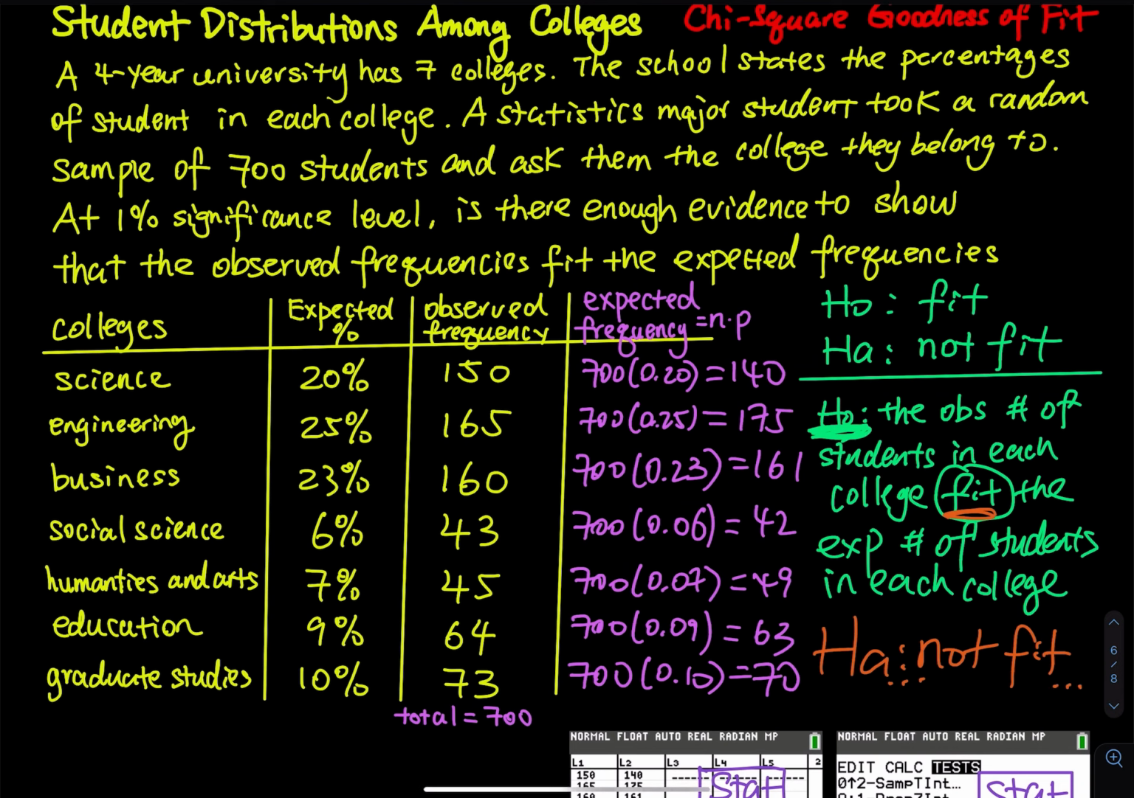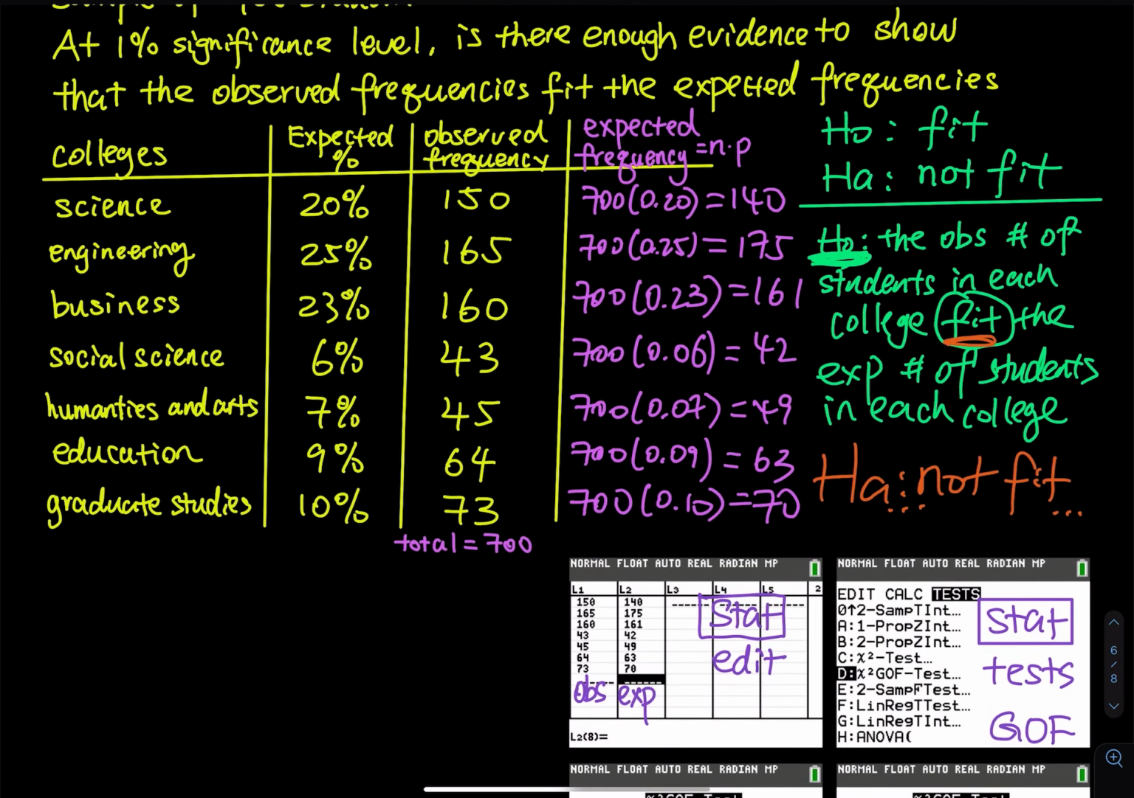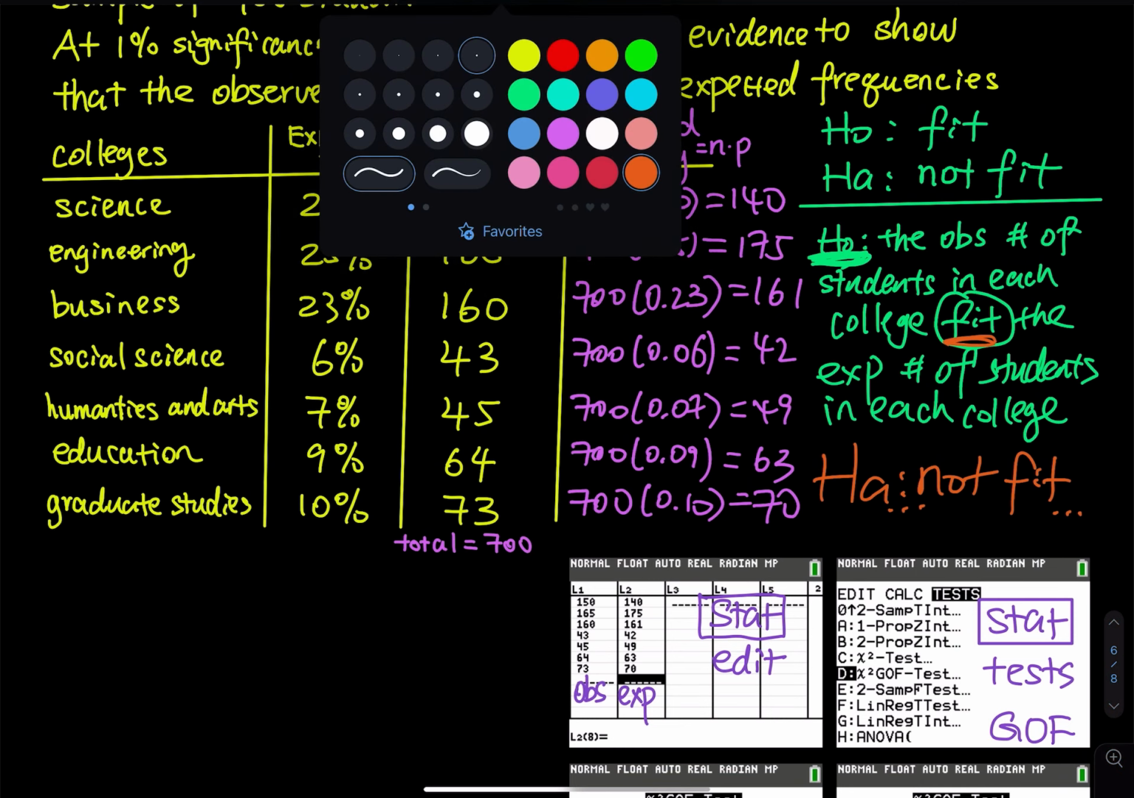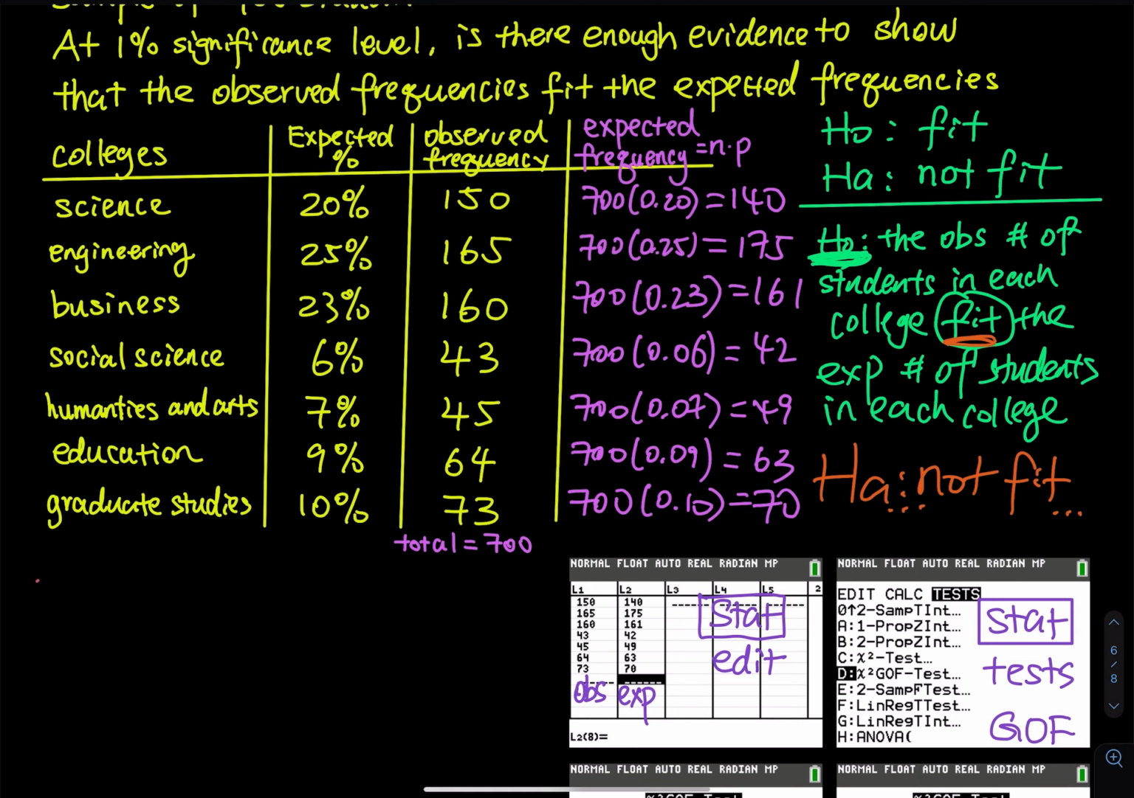All right, and then the next step, you have to proceed to the test statistic. So what is the formula to calculate the chi-square goodness of fit test statistic? The formula is you have a chi-square symbol. So this is a chi-square symbol. That equals the summation of observed minus expected, squared, divided by expected. And then you do this for every single college.